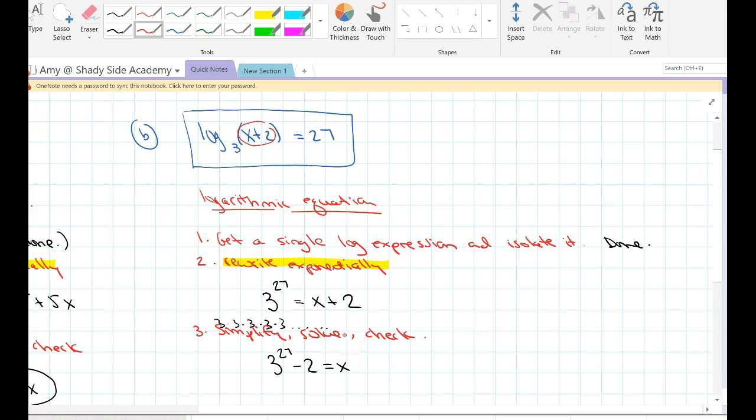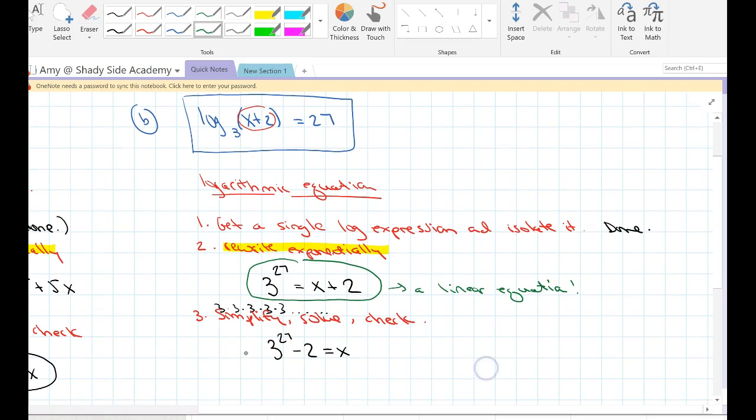Again, let's take a look at this. When we rewrote exponentially, look at this equation right here. What kind of an equation is this? Don't you dare say exponential. The reason why this equation is not exponential is because the variable you're looking for is not in the exponent. I'm solving for x right here. This equation just happens to be a linear equation. And linear equations are the easiest to deal with. Subtract 2 from both sides. At the end of the day, x equals 3 to the 27th minus 2.